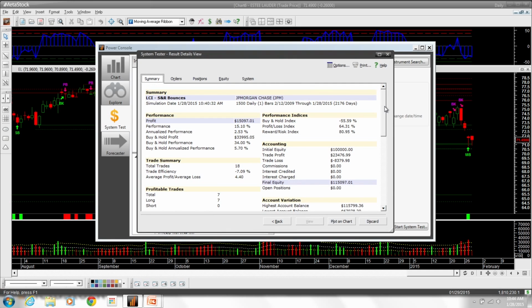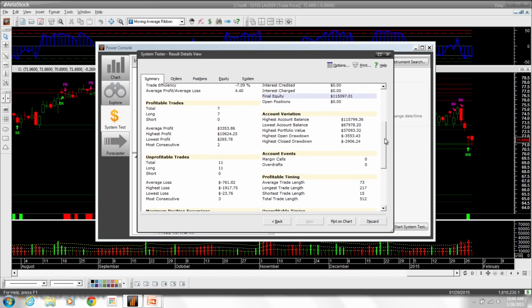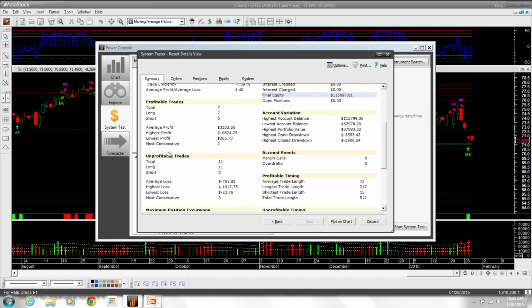The reason is the importance of a trading system is looking at our profitable trades versus our unprofitable trades. This is the most important aspect of backtesting, is saying, okay, is my average profit greater than my average loss? You can see with JP Morgan that we were risking, on average, $760 to make $3,300 on average. Okay, our highest loss again was $1,900, where our highest profit was over $10,000.